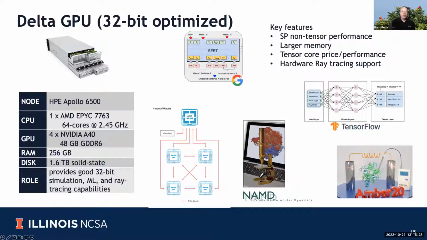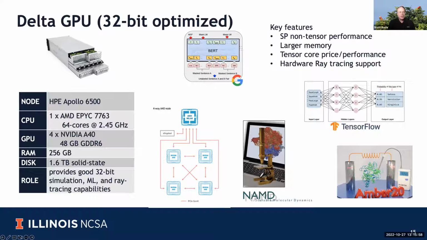On the same basic node architecture, we have a quad A40 node. So we have 100 of these as well. These use the same Ampere silicon, but they've removed most of the double precision capability on these nodes. So you really don't want to use these for any sort of double precision work, but they have pretty good single precision performance. In fact, certain non-tensor op based single precision performance is actually better than the A100.